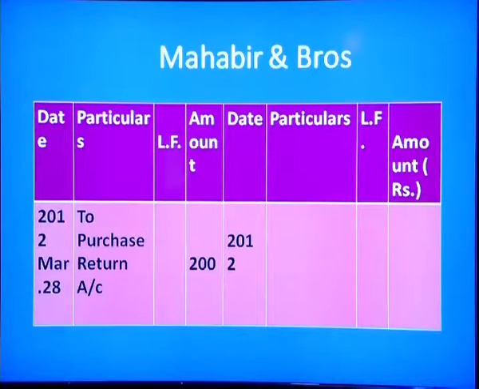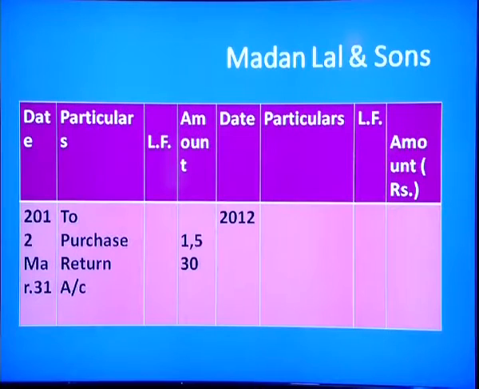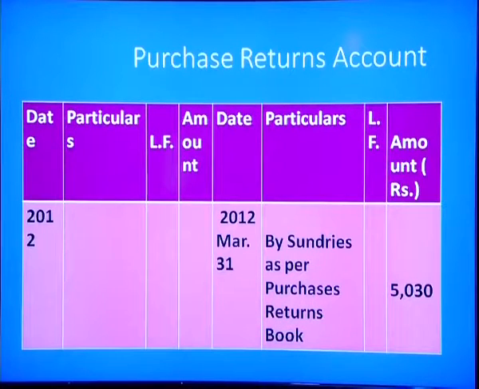And Mahabir and Brothers, you will write the date and amount in the respective column and you will write in the particulars column to purchase returns account. And Madan Lal and Sons also the same procedure. And now we have purchase returns account. Here we will write on the credit side by sundries as per purchase returns book and the date and amount in the respective column, total.